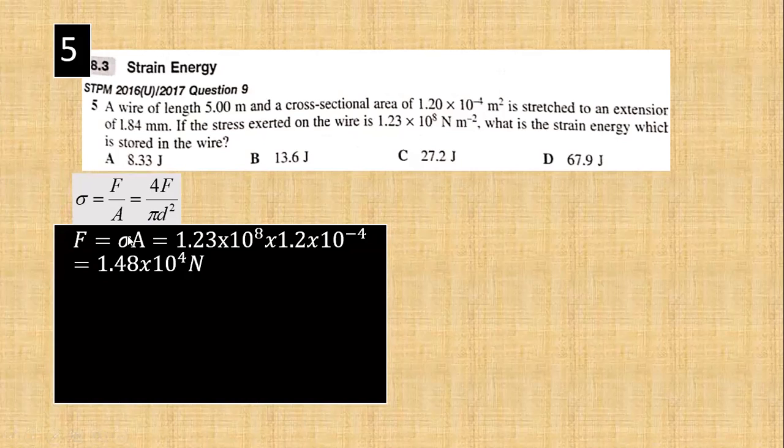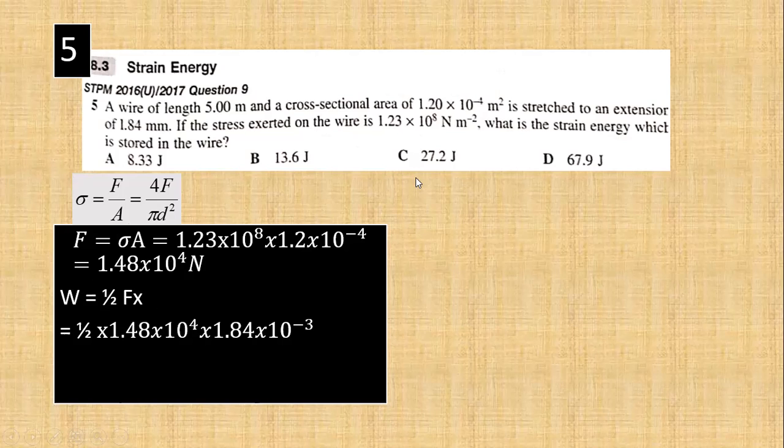Right, so it's sigma, cross multiply. Want to find force. That's your stress. That's your area given. Take the area across there. Calculate that, get your force. And use the formula for half Fx. Half. That's your force, X, the extension.